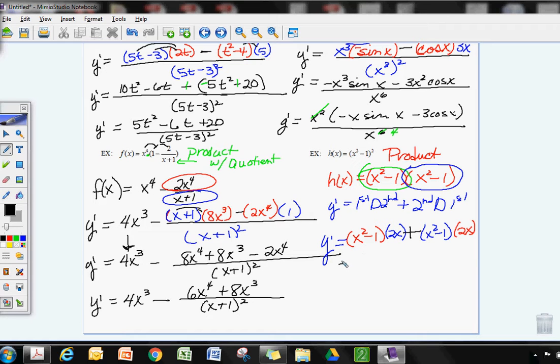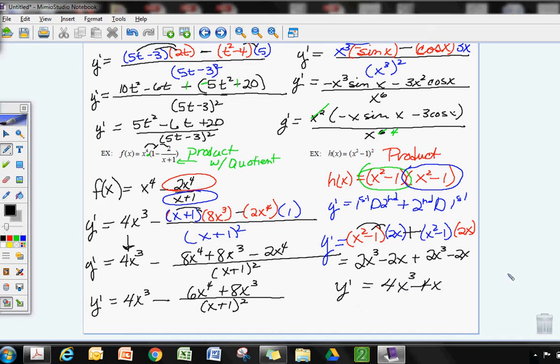So how far do you take it? I see that this can easily be multiplied, so that's going to become 2x to the 3rd minus 2x, added on to 2x to the 3rd minus 2x. So my final derivative would be 4x to the 3rd minus 4x.